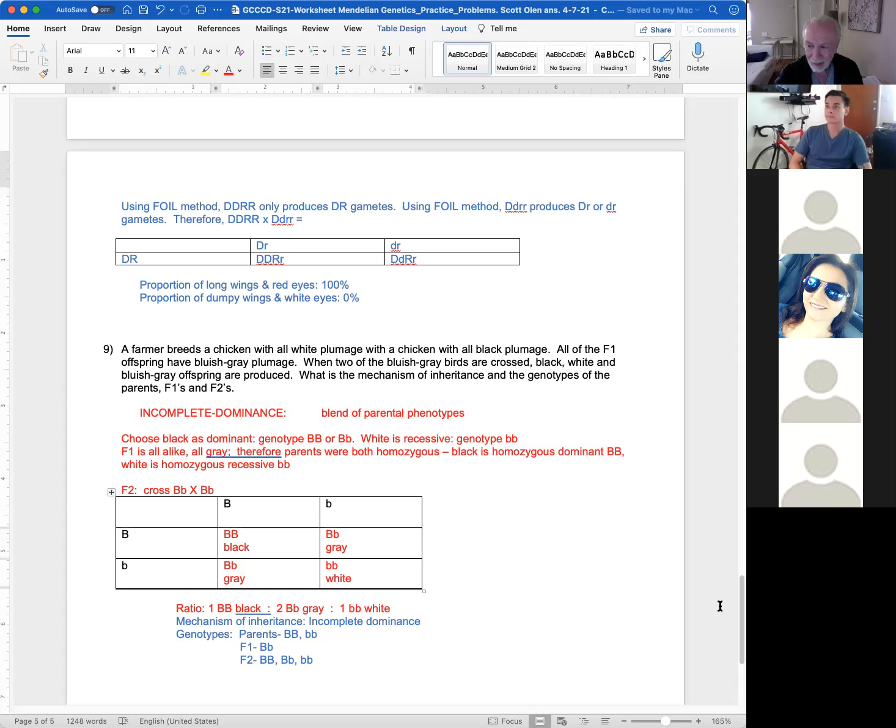Seemed to make sense. Okay, so it's important to be able to recognize what the question may be telling you about mechanism of inheritance. And in general, if you don't see anything that indicates a mechanism of inheritance, you will assume complete dominance unless you see something that indicates a different type of inheritance is at work.